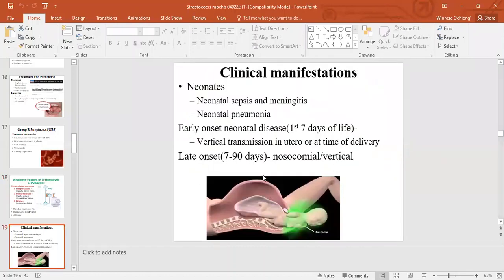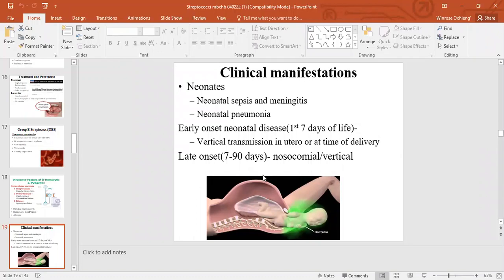So we are back to Streptococcus agalactiae. Streptococcus agalactiae we have seen is a normal flora, but we are worried about it more so in neonates, because it can manifest as neonatal sepsis, neonatal meningitis, or neonatal pneumonia.